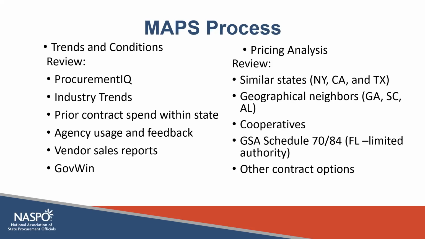We also use GovWin. So the pricing analysis. This is a critical portion in our MAPS, and we look at similar states of size and scope to that of Florida. So we want to know, what is New York, California, and Texas doing? What are our geographical neighbors, such as Georgia, South Carolina, Alabama, doing? We look at national co-ops. Florida has a limited authority, so we can only use GSA Schedule 70 and 84, which is IT and law enforcement on the federal level, but we certainly look at those. And we also look at other contract options.